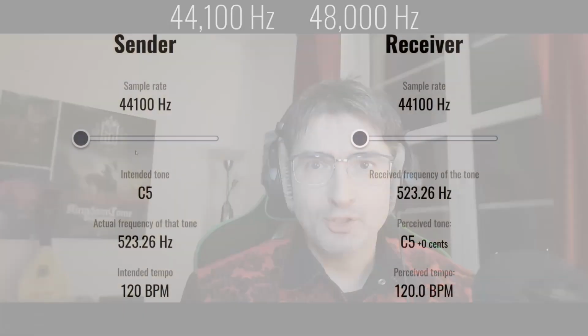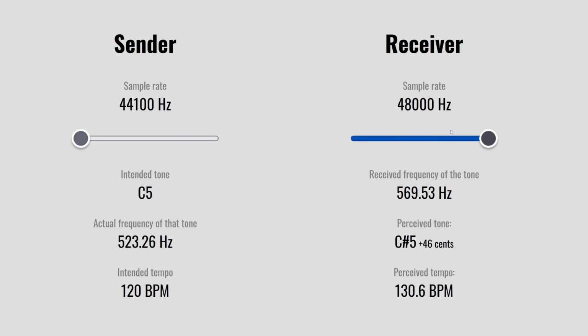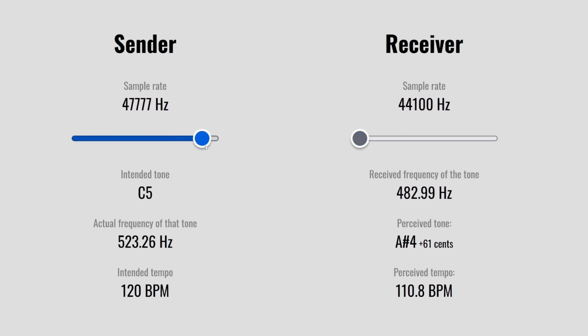Currently, there are two common sample rates of digital signal, 44.1 kHz and 48 kHz. And it doesn't really matter all that much which of these rates is chosen, as long as both sender and receiver use the same one. But when there is a mismatch, the pitch will shift, the tempo of music will change, and the voices and live instruments will sound less natural.